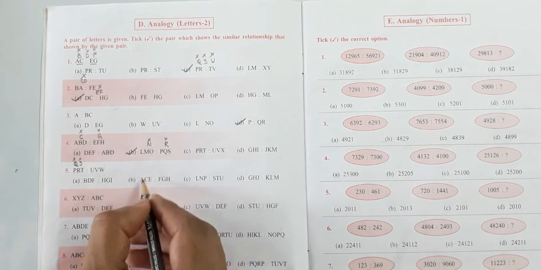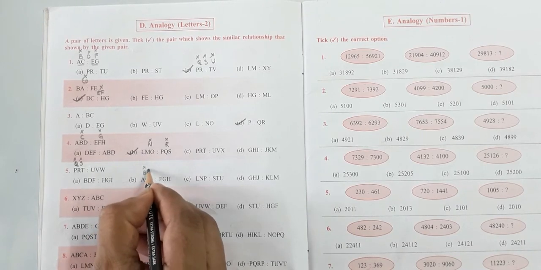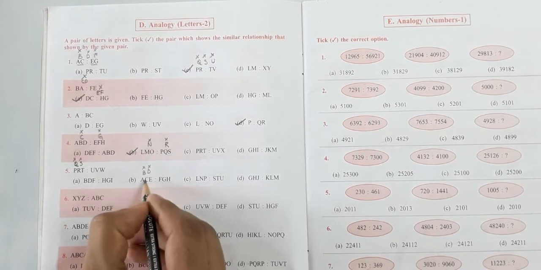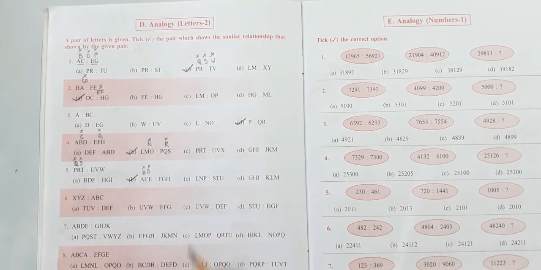Like that, if you check the option B, A, B, C, D. So A, B, C, D, E, F, G, H. So option B. Now let us move to sixth question.